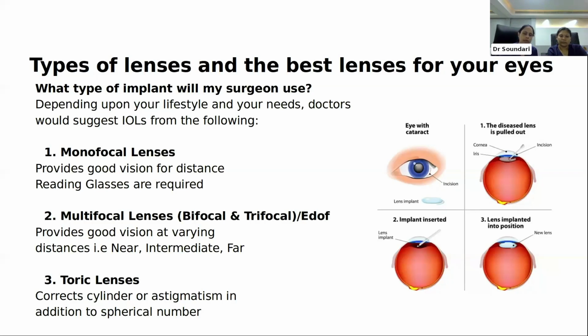And one more lens is called the toric lens, which will correct astigmatism. Some patients will have an asymmetrical cornea. The curvature of the cornea will not be smooth. It will be an irregular cornea. That can be found out when we do the refraction. We can find out these patients, and we specifically suggest toric lenses for them.